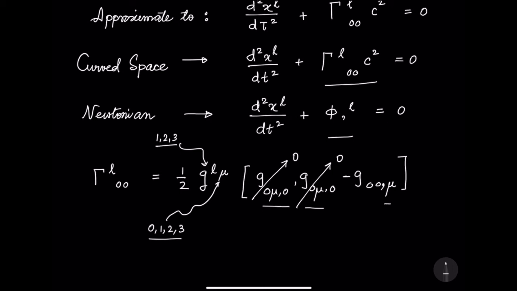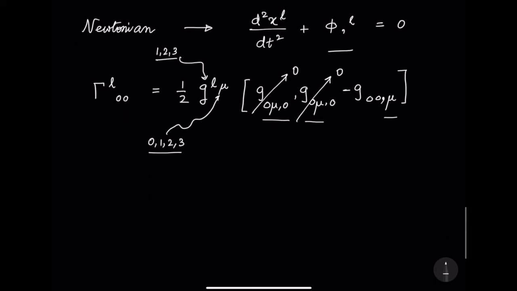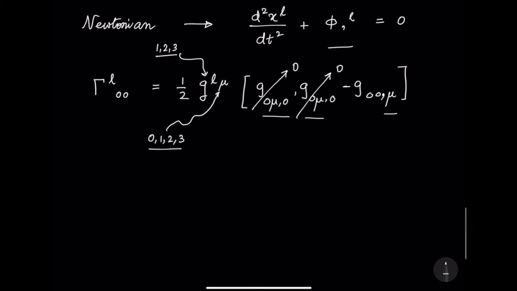And here the only derivative that is possible is in terms of the spatial coordinates, not time coordinates. So I can write gamma L00 as minus half G L, and let me write this first, then it will be clear. So this can only be spatial components. So I write m here, which goes from 1 to 3. So this is only m.